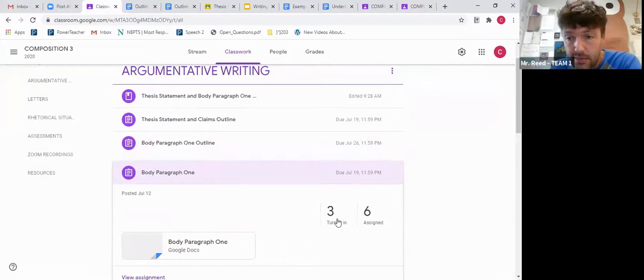Does that make sense? So outline a body paragraph, write a body paragraph. Think you can do that? Give me a thumbs up if you're ready to go. Okay, all right, so let's put you in small groups.